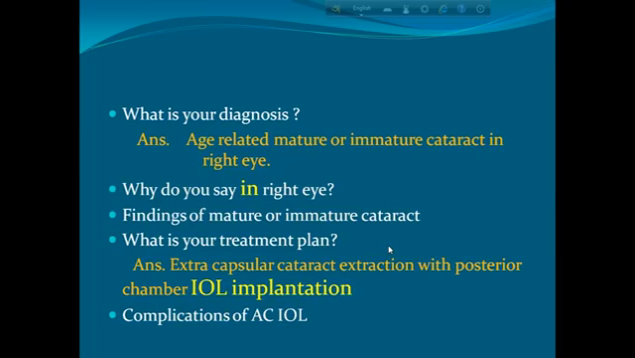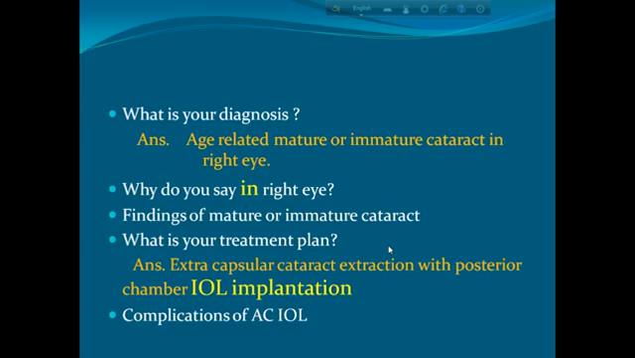The examiner asks you, what is your diagnosis? Answer: according to the maturity of the cataract, you say either age-related mature cataract in right eye or age-related immature cataract in right eye. Then some examiners may ask why you say in right eye. It means this is a disease inside the eye. The lens is an intraocular structure, so the answer is in right eye.